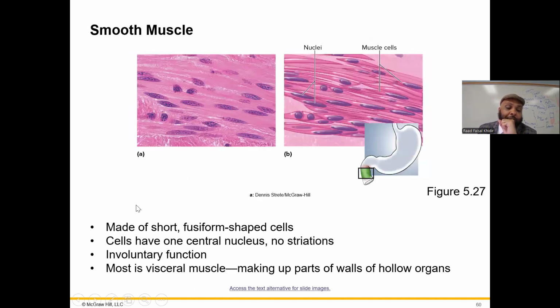Smooth muscles are made of short fusiform-shaped cells, and the cells have one central nucleus with no striations. They are involuntary in function, and they are mostly found in the visceral muscles, making up part of the walls of the hollow organs.